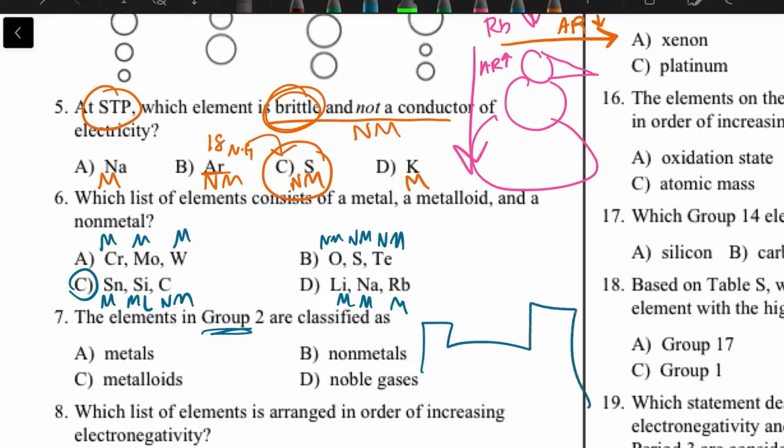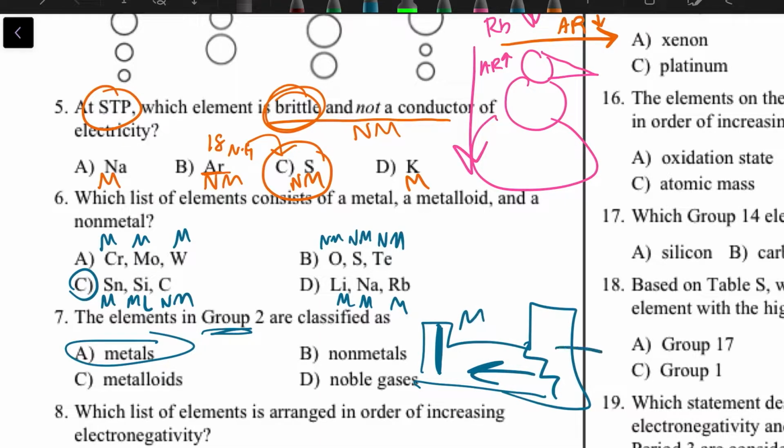Number 7, elements in group 2. Again, we're talking about that second column in your periodic table. These are all metals because here's your staircase. Everything to the left is a metal. Everything to the right of that staircase is a nonmetal. And if you are on the staircase, you are a metalloid.